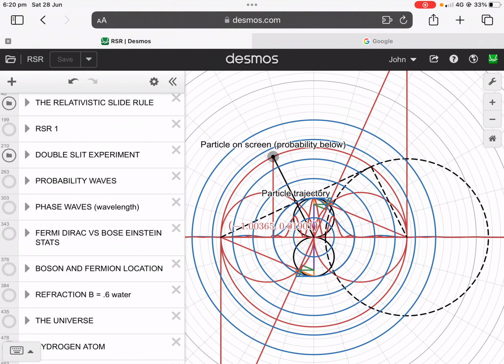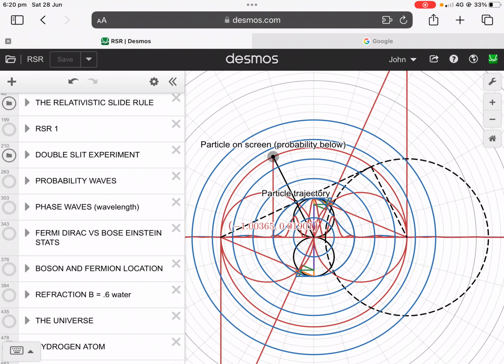Roger Penrose says the double slit experiment is the only real problem that needs to be solved, because we don't know where the particle is going to appear on the screen, only the probability. So I have to interpret the relativistic slide rule.